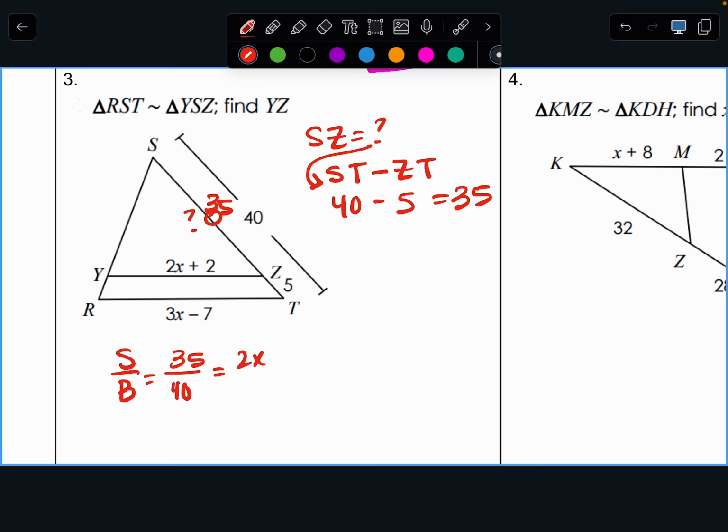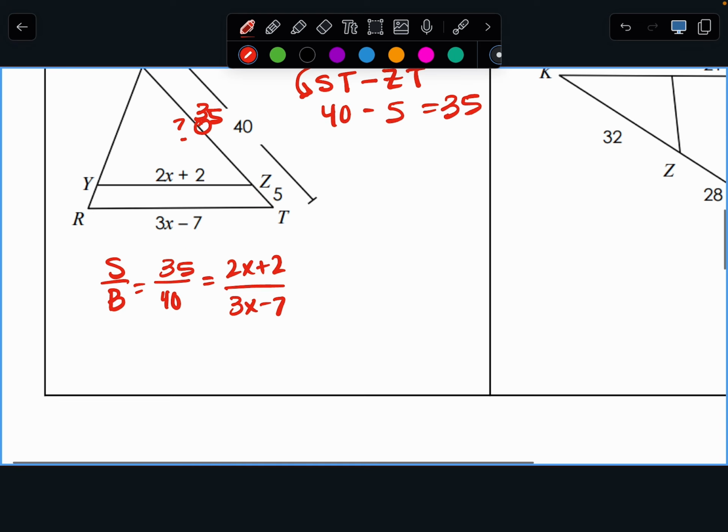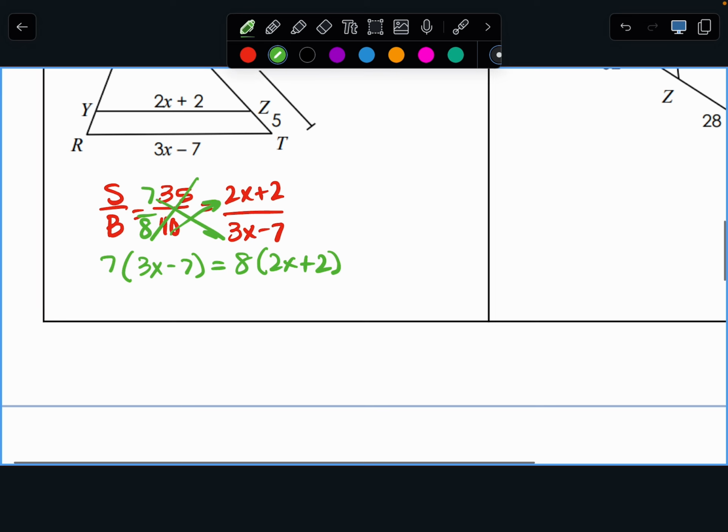So then that means 2x plus 2 over 3x minus 7. I just want to simplify this because it makes the multiplying easier. Divided by 5 is 7 over 8. So that when I cross multiply, 7 times 3x minus 7 equals 8 times 2x plus 2. Distribute: 21x minus 49 equals 16x plus 16.